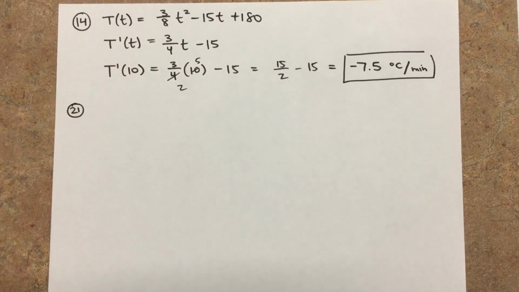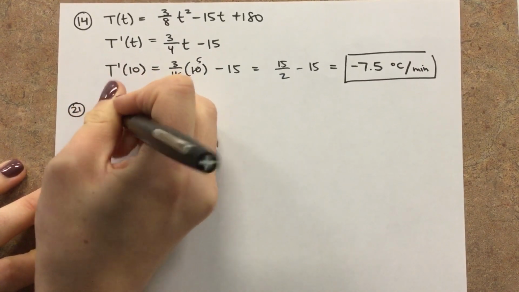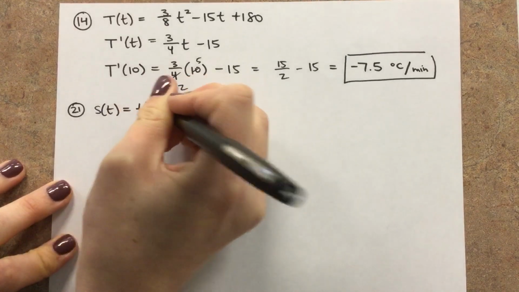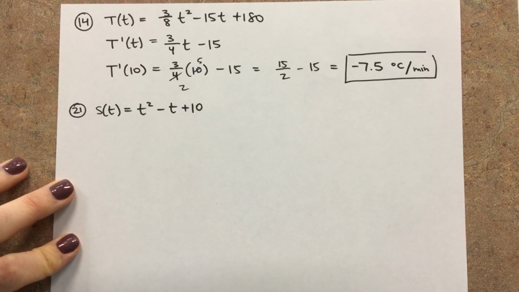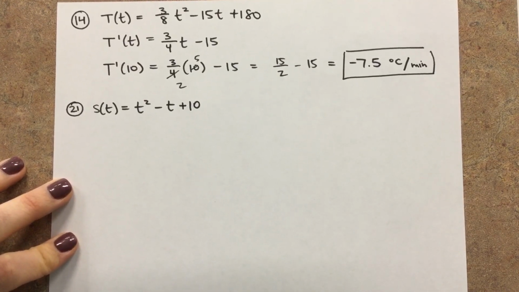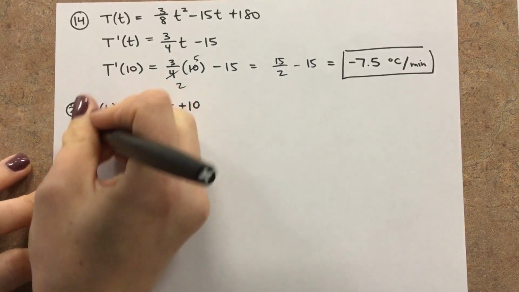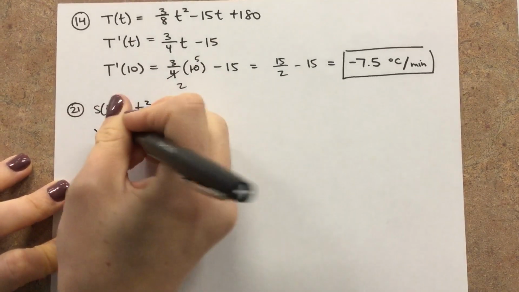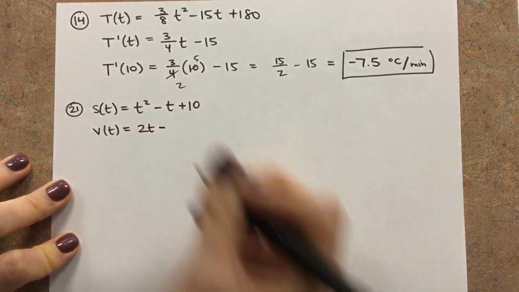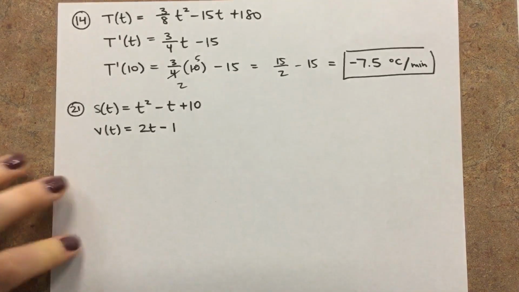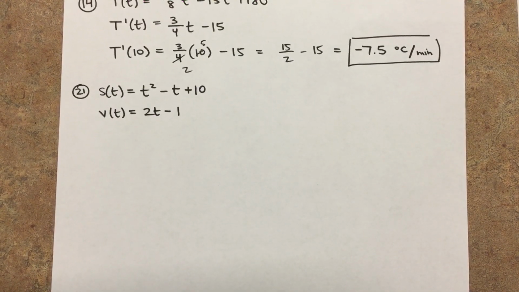Next question, number 21, says the position during a 5-second trip is given by this equation. That is given in centimeters. Find a time t at which the instantaneous velocity is equal to the average velocity for the entire trip. So instantaneous velocity, that's just the derivative of this. So the derivative of t squared is 2t, minus the derivative of t is just 1, and then the constant is a 0. So that's a formula that represents the velocity, which is the instantaneous velocity.